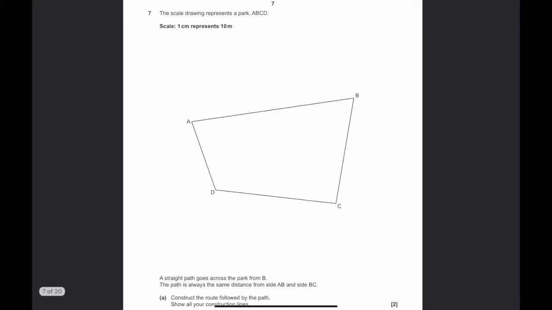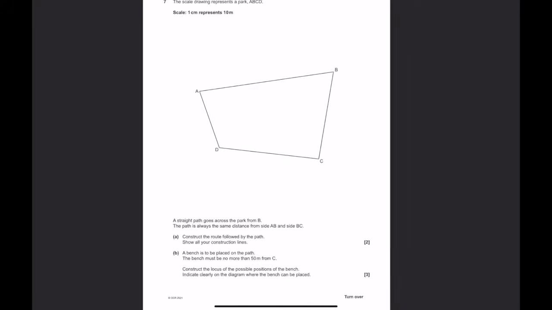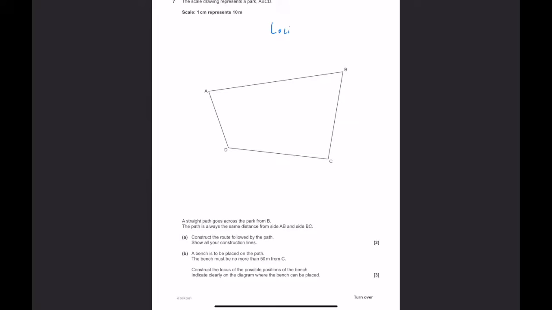The scale drawing represents a park ABCD, where 1 centimetre represents 10 metres. Now this looks like it's going to be loci. I can't really use a compass while I'm making notes digitally rather than on paper, but I will try and do a rough example of what it should look like. So a straight path goes across the park from B. It's always the same side from AB and side BC. So it will look something like this.